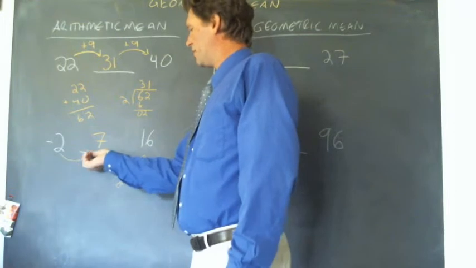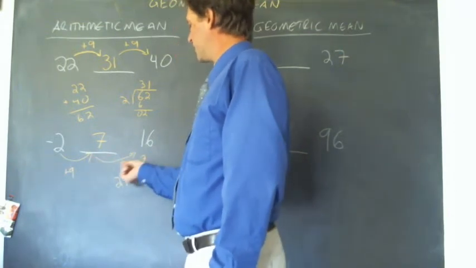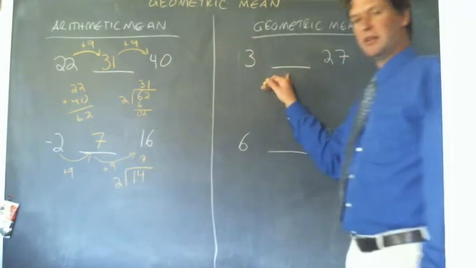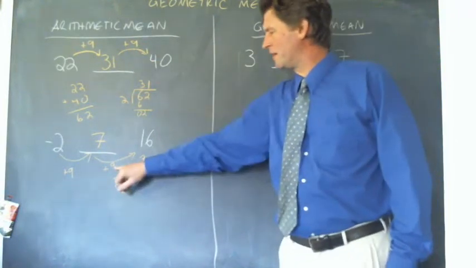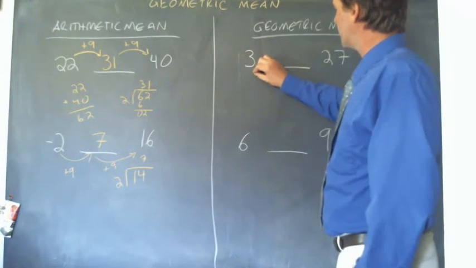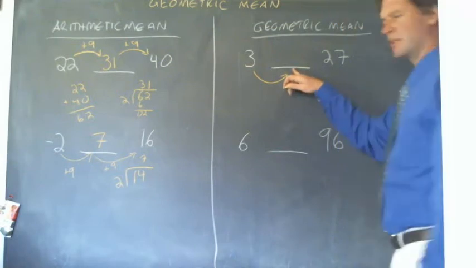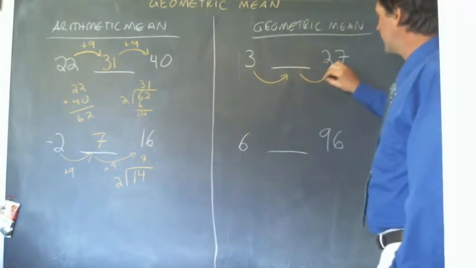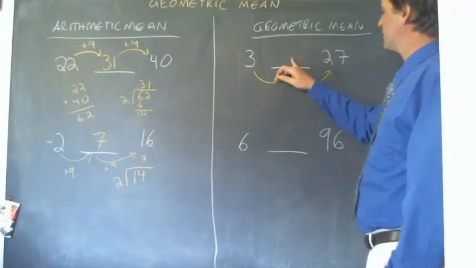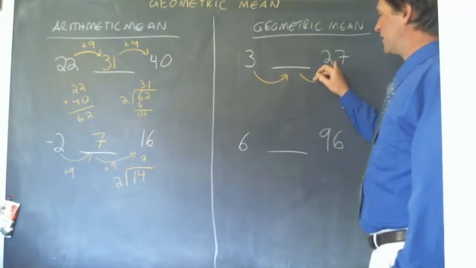Negative 2 to 7 is also 9. It doesn't have to be 9 every time. And from 7 to 16 is 9. For geometric mean, we want to do the same thing as here. But this time, we're going to multiply instead of add. So 3 times something is going to equal whatever this middle one is. And we're going to multiply that same thing again to get that. So 3 times something, and it's the same something both times. It's going to give us 27.